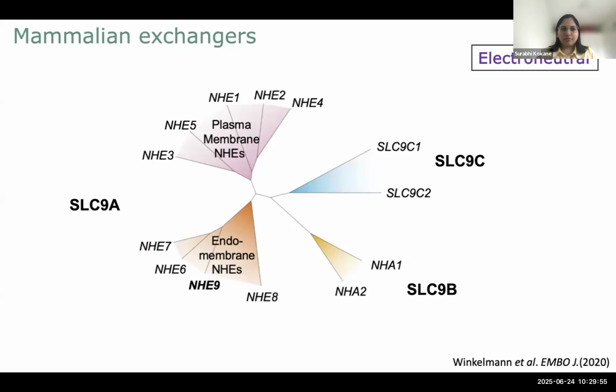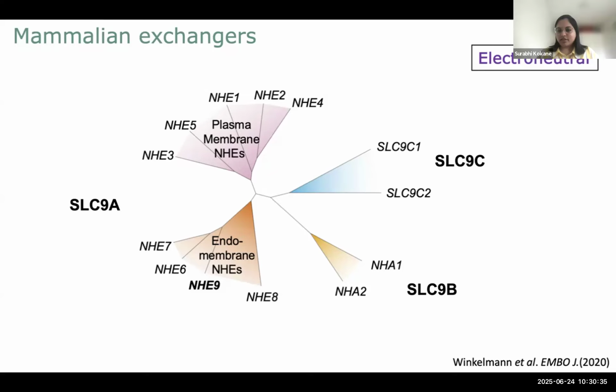Coming to mammals, the sodium proton exchanger that I'm sharing is a mammalian exchanger, and in mammals there are 13 different sodium proton exchangers. They are classified into SLC9A, B, and C. The SLC9A exchangers are subclassified based on their localization. Some are localized to plasma membranes, which are NHE1 to NHE5, and they have different functions inside the cell. And then there are intracellular NHEs, which are NHE6 to NHE9.